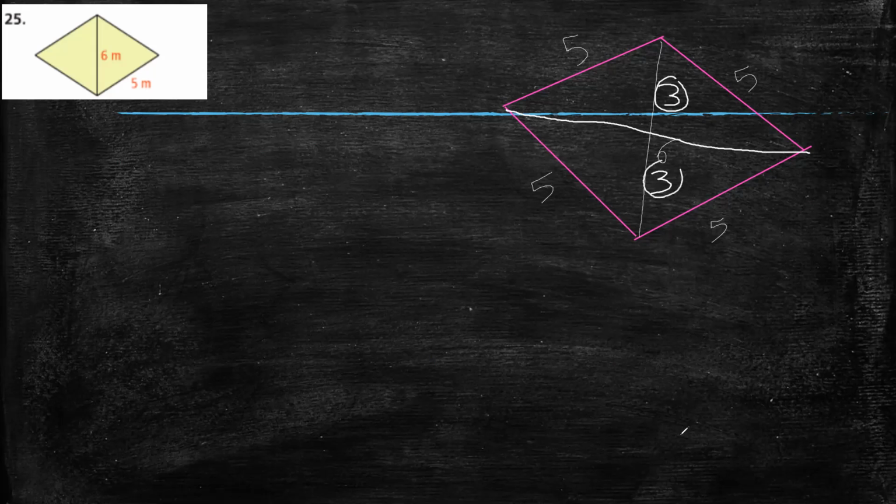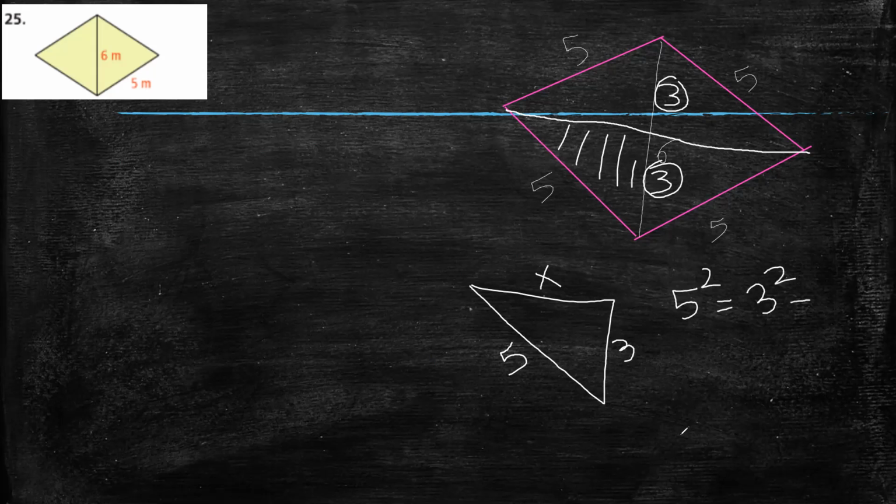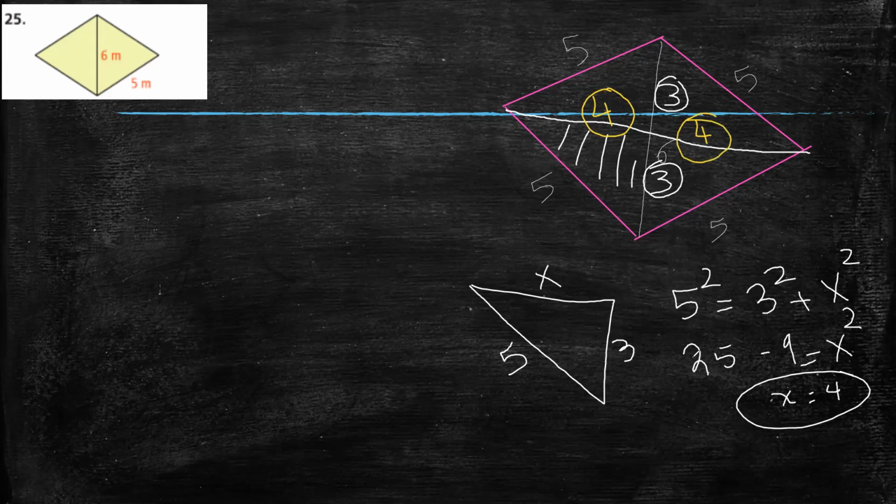Then for this triangle here, we have 5, here we have 3, and here we have x, which I don't know the value of. To find it, we can use the common triangles that I told you about, or you can use the Pythagorean theorem. So 5 squared is 3 squared plus x squared. So 25 minus 9 is equal to x squared. So x will be 4. So because of that, if here is 4, the other side is 4.